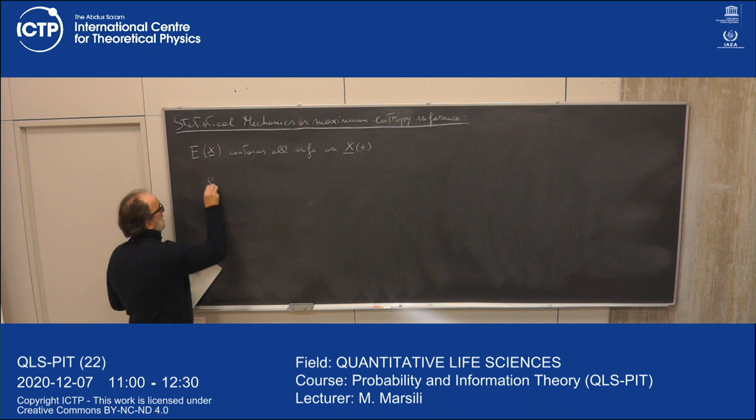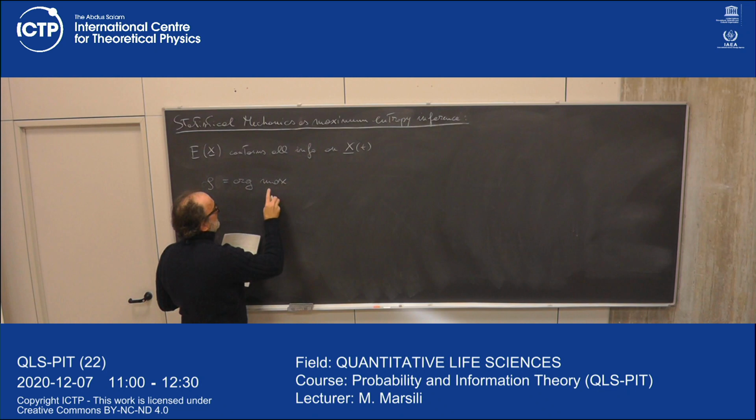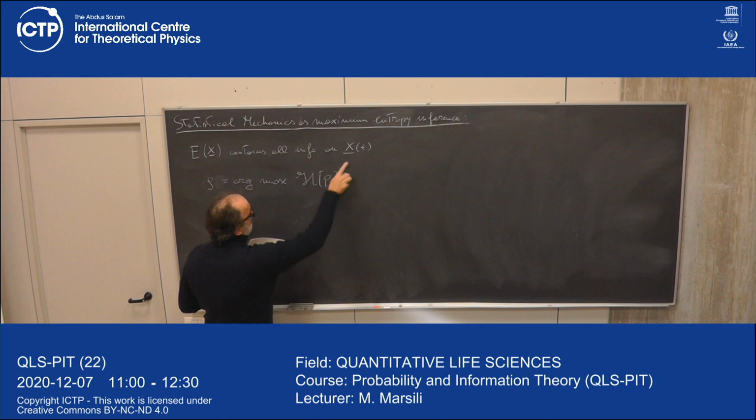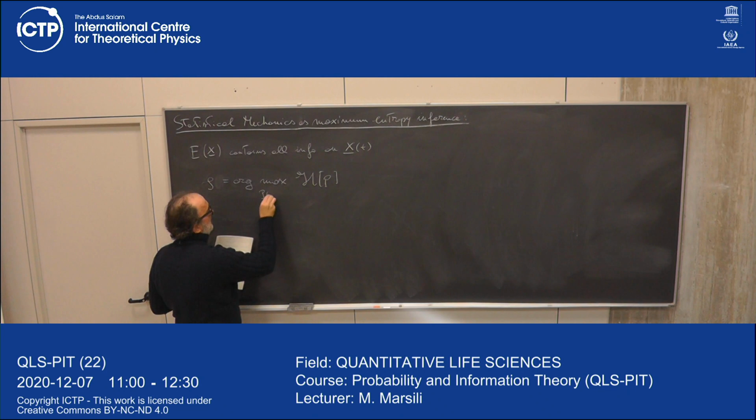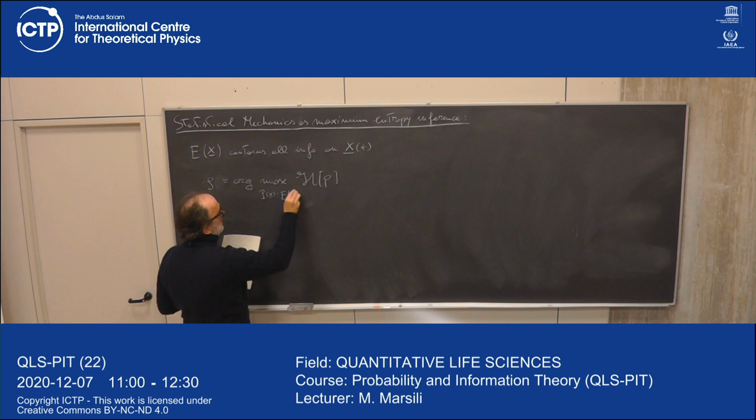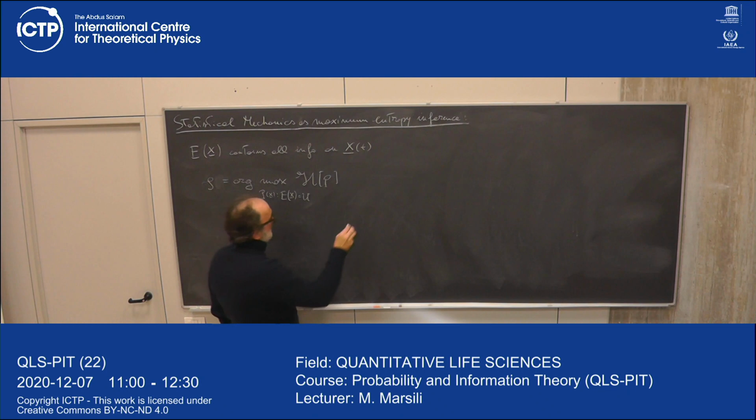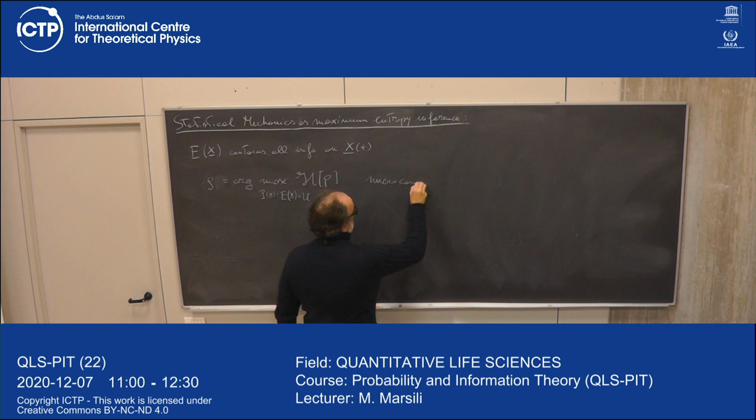then your statistical description should be a distribution, let me call it rho, that maximizes the entropy of all distributions P of X such that the energy is given by U, and this gives you the microcanonical ensemble.